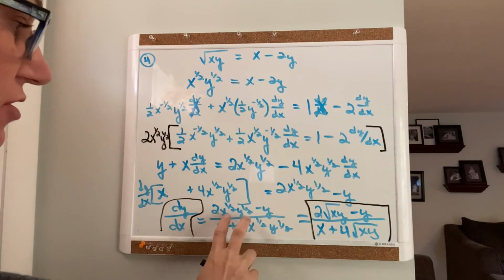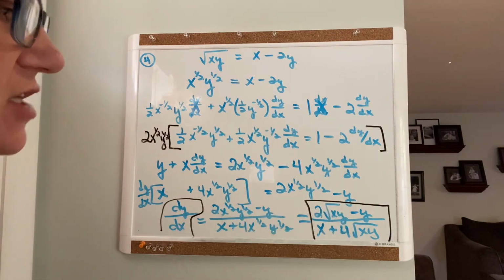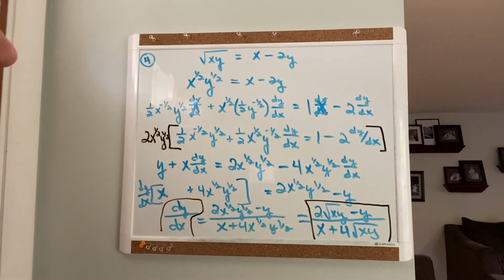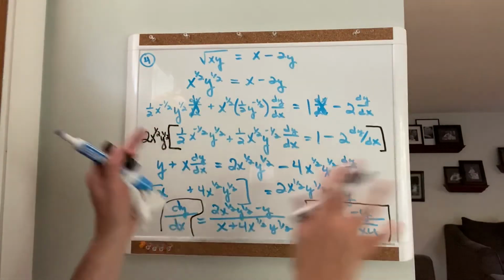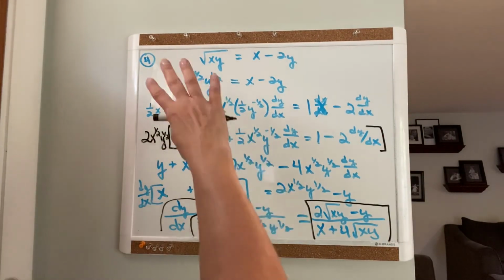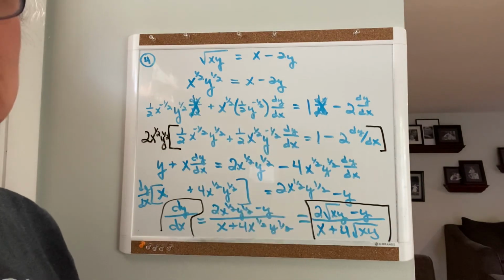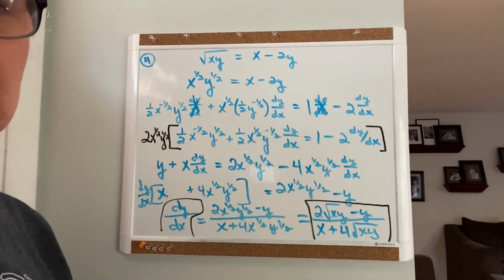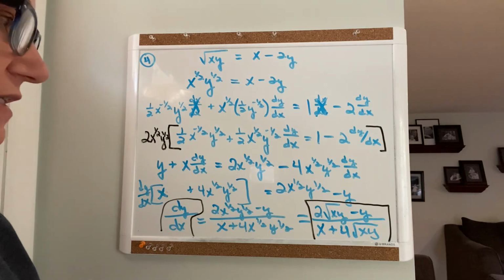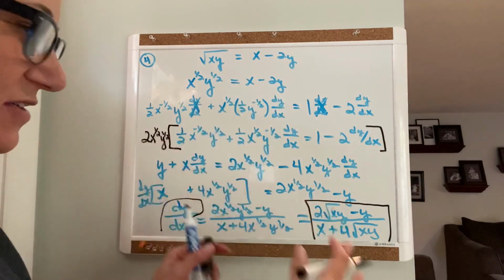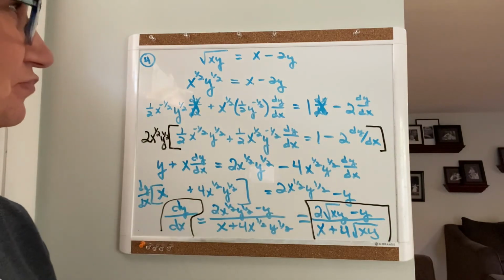So just make sure you take these 1/2 powers and clean them up, change them back to square roots. And again, I know this is messy. There's a lot going on this whiteboard. I'm just going to remind you, all of these steps are actually written out line by line and uploaded to Google Classroom so that you can see them a lot nicer than on this whiteboard. That's it.